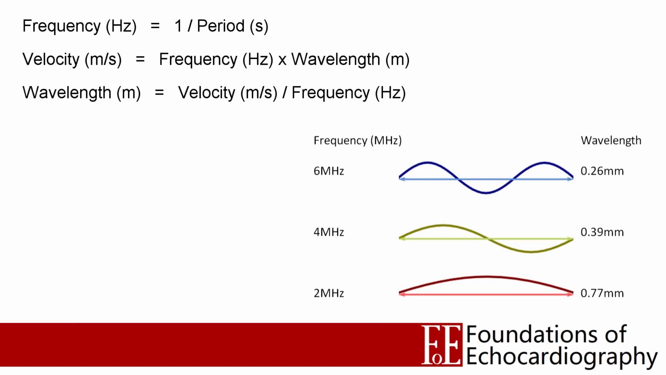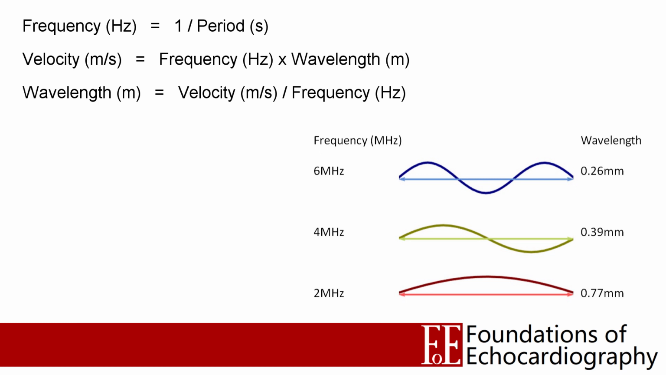The relationship between the different key characteristics of our sound wave can be described by the equation velocity equals frequency times wavelength. Okay, so let's consider some frequencies we might typically be using for adult echocardiography. If we're assuming that our wave is travelling at 1540 meters per second, and we create a wave with a frequency of 4 million Hz, then that wavelength will be about 0.4 millimeters. If we halve our frequency, then we'll double our wavelength. So we'll halve our frequency to 2 million Hz, and that will increase our wavelength to approximately 0.8 millimeters.